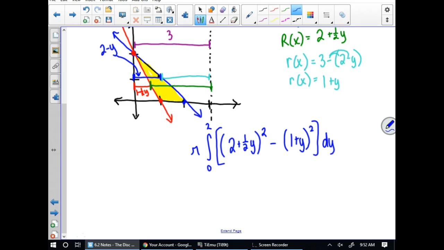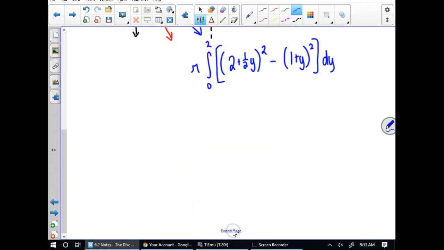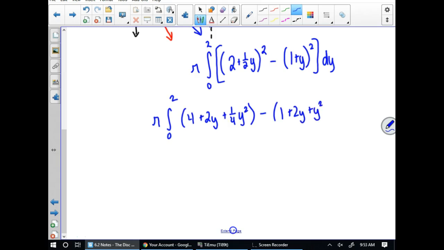So on the last problem and on Gabby's problem that she had, we didn't have an inside radius because the line we were rotating around was touching that point everywhere. But in this case, our graph does not touch that line, so we're going to have an outside and an inside radius here. So now we're going to have pi integrate from 0 to 2. That's going to be 4 plus 2y plus 1/4 y squared minus 1 plus 2y plus y squared.